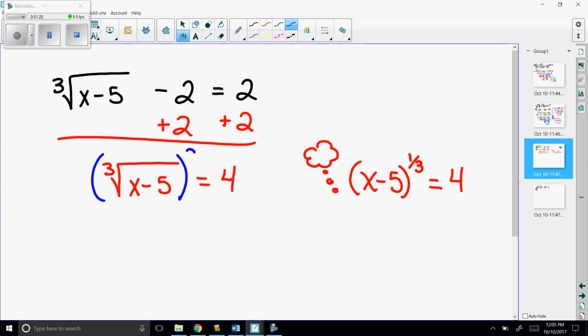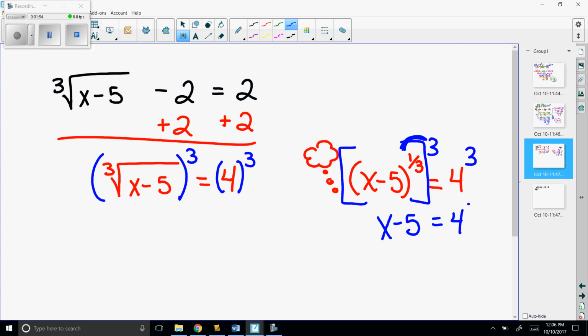So if I cube the left-hand side, I have to cube the right-hand side. Now, if you look at it in the other format, where the cube root means to the 1/3 power, and I cube that, when you take a power and raise it to a power, what do you do to the exponents? You multiply them together. What's 1/3 times 3? A number times its reciprocal is 1. So this leaves you with x minus 5. But you have to cube the other side, so that's equal to 4 cubed, which is 64.